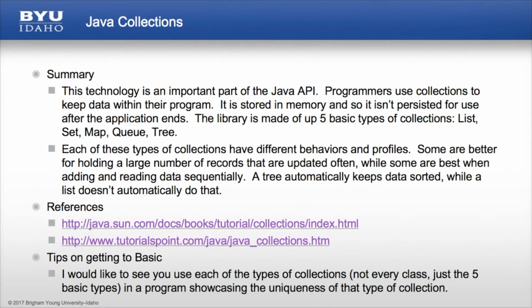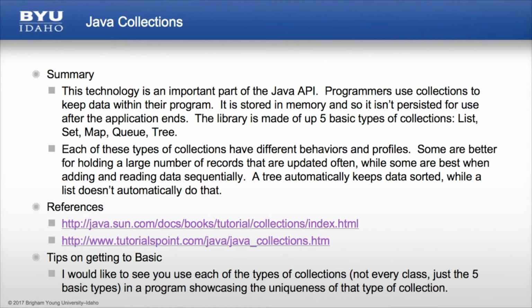So it's important, though, to understand that there are a bunch of different types of collections. There are lists, sets, maps, queues, and trees, and then a few others. But these 5 are the main ones that I want to focus on. Each of these different types of collections store data differently, and as a part of those differences, they behave differently and they're characterized or profiled differently.